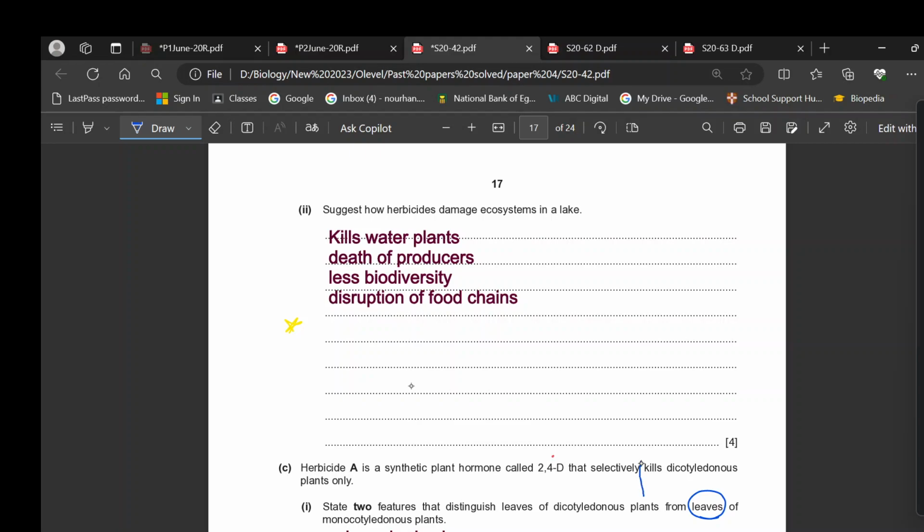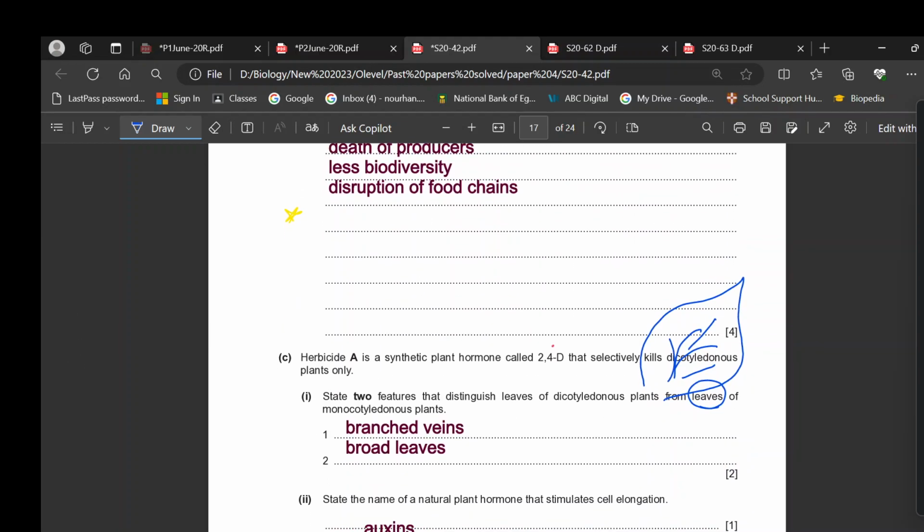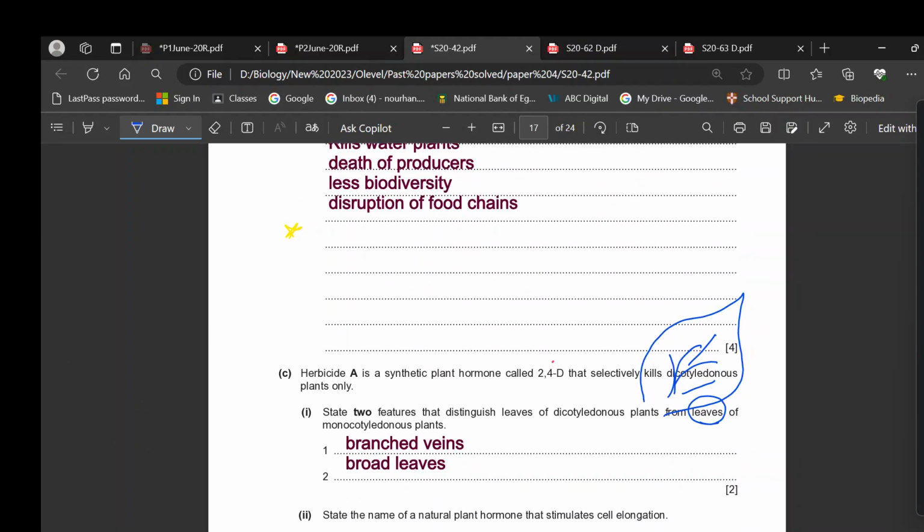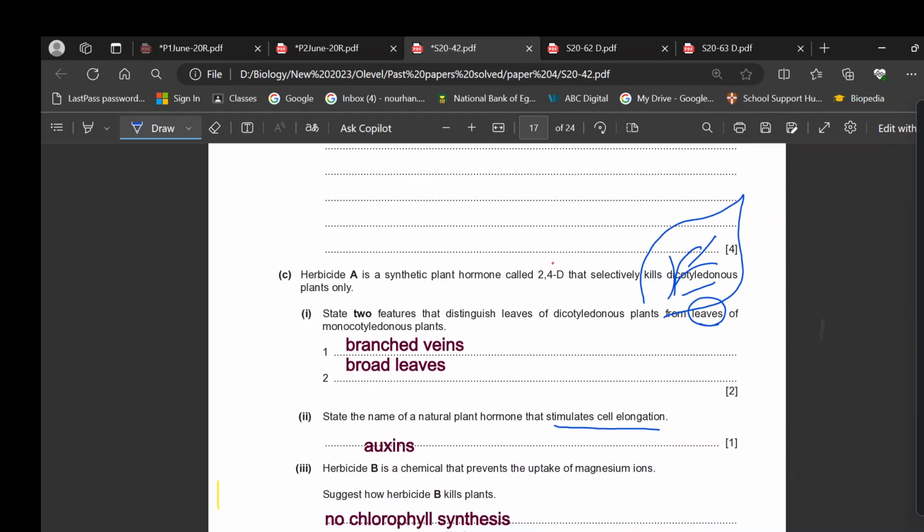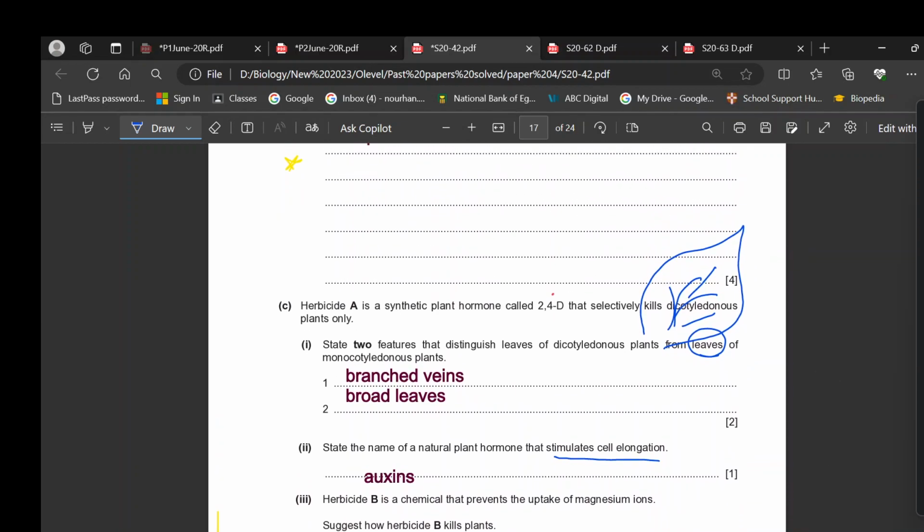The dicot plants have broad leaves with a branching network of veins. Broad leaves, branched veins. What is the name of the hormone that stimulates cell elongation? Auxins. The auxins are the plant hormones that stimulate elongation.